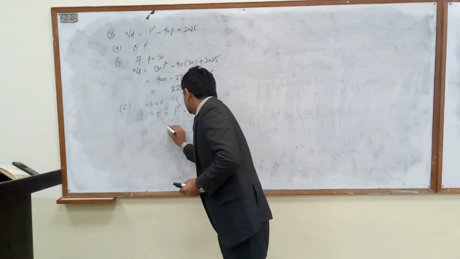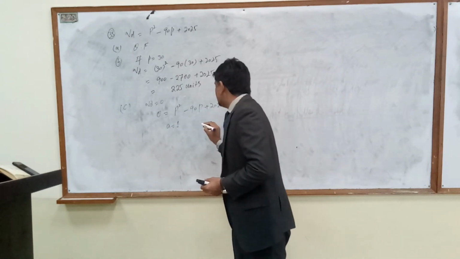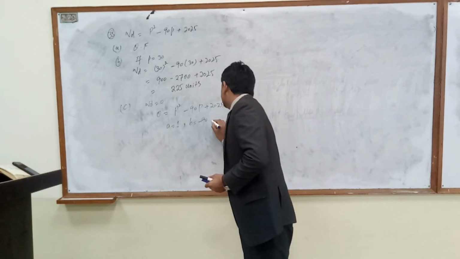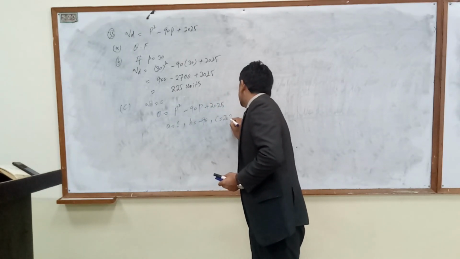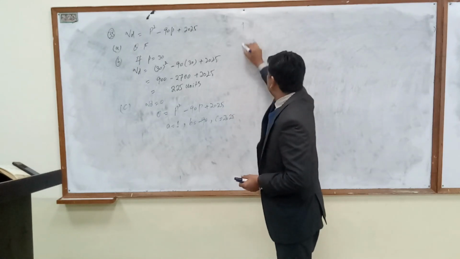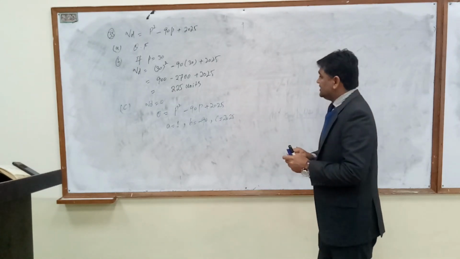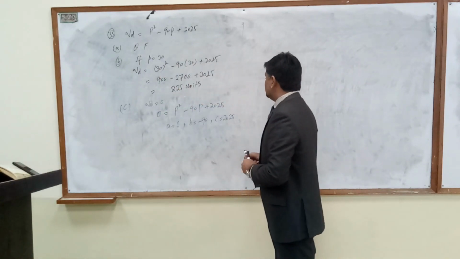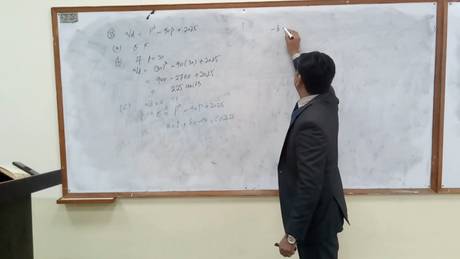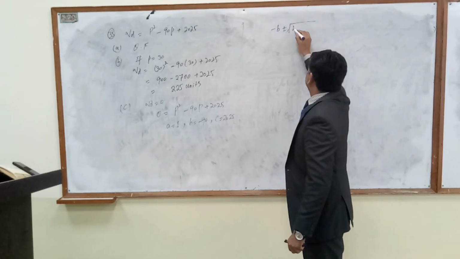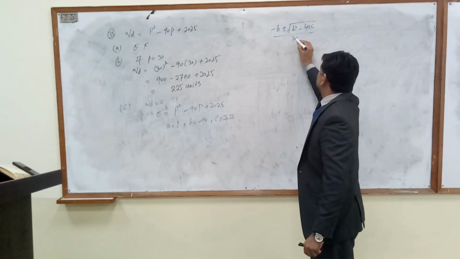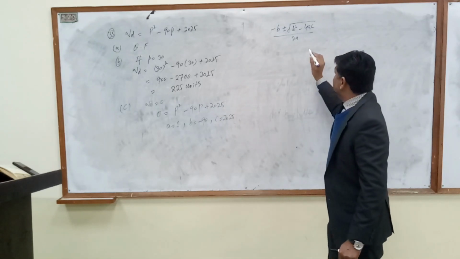Here A is equal to 1, B is equal to minus 90, and C is equal to 2025. What is the quadratic formula? Minus B plus or minus the square root of B square minus 4AC, divided by 2A. We have to simplify.